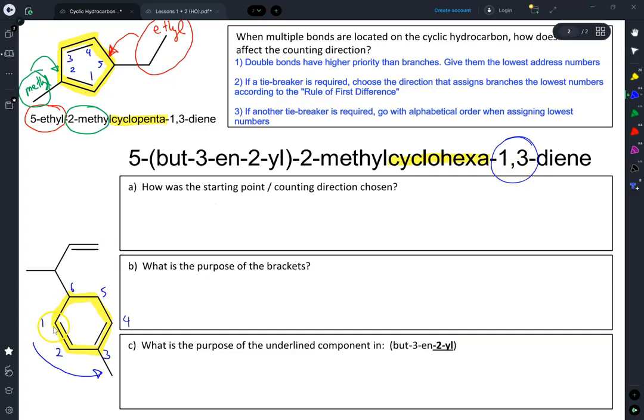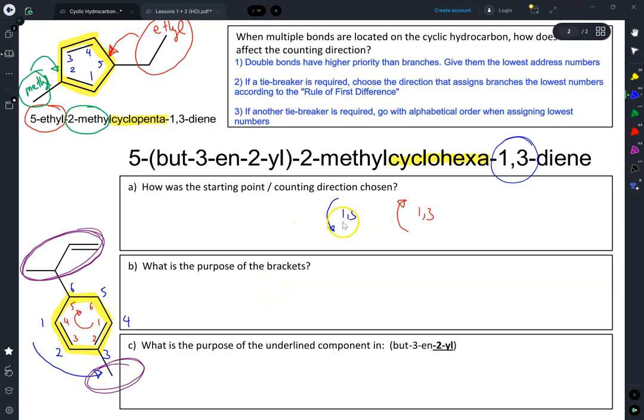So I could start here and count in a counterclockwise direction, 1, 2, 3, 4, 5, 6. Or I could start on this carbon and move in a clockwise direction, 1, 2, 3, 4, 5, 6. In both cases, my double bond is located on the 1 and 3 carbon. So 1 and 3, or 1 and 3. So again, I'm going to need a tiebreaker.